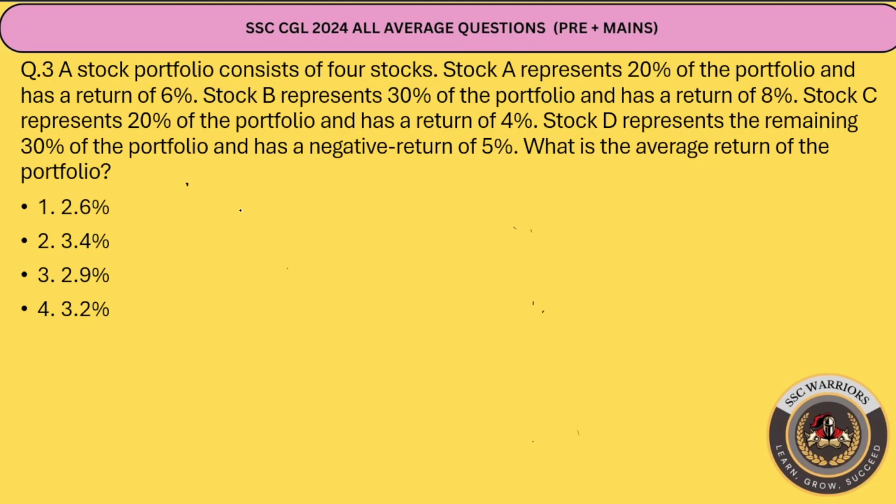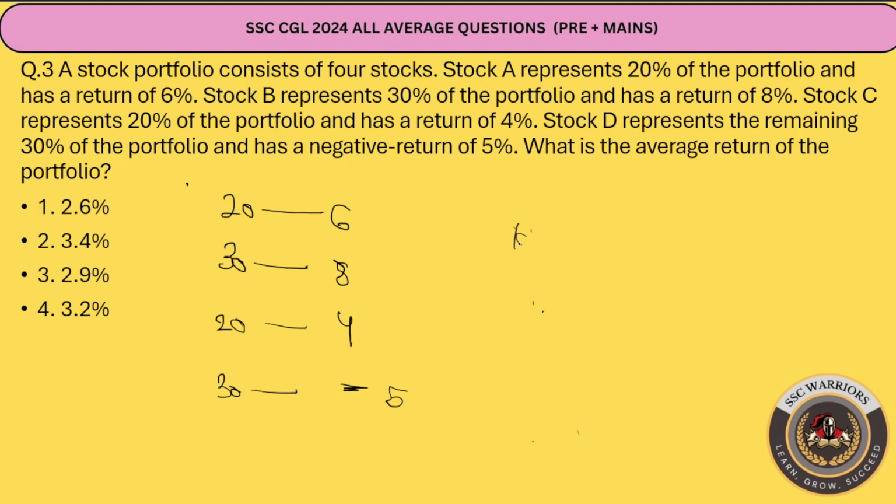A stock portfolio consists of four stocks. Stock A represents 20% of the portfolio and has a return of 6%. Stock B represents 30% of the portfolio and has a return of 8%. Stock C represents 20% of the portfolio and has a return of 4%. And stock D represents 30% of the portfolio and has a negative return of 5%. So what is the average return of the portfolio?